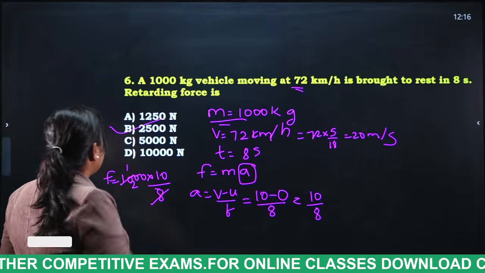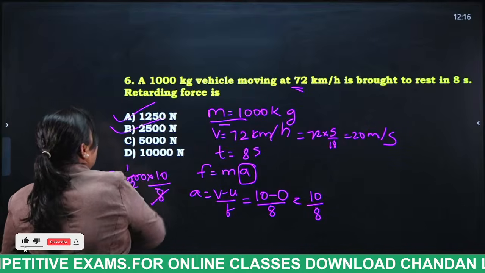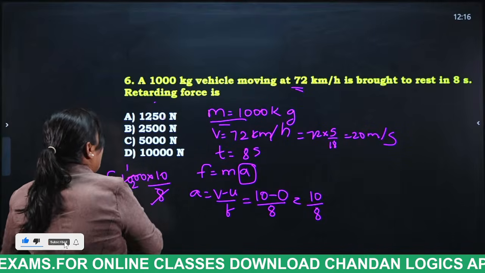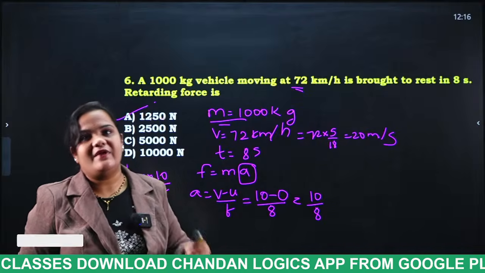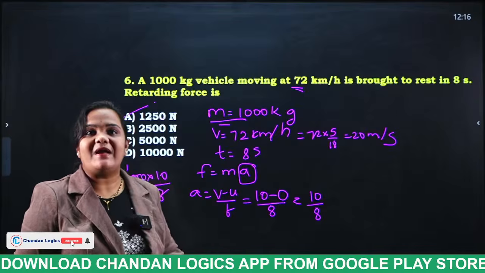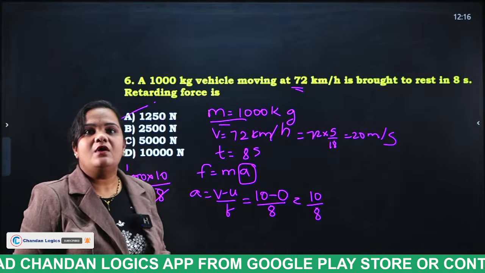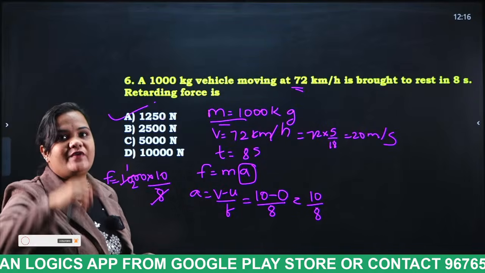1250, yes, sorry. 1250 is the answer. That is what I am asking you to solve properly. So what is the answer for this question? 1250. Very good. Try to solve it correctly. Why? Because I do not have a calculator here. Very good, students.